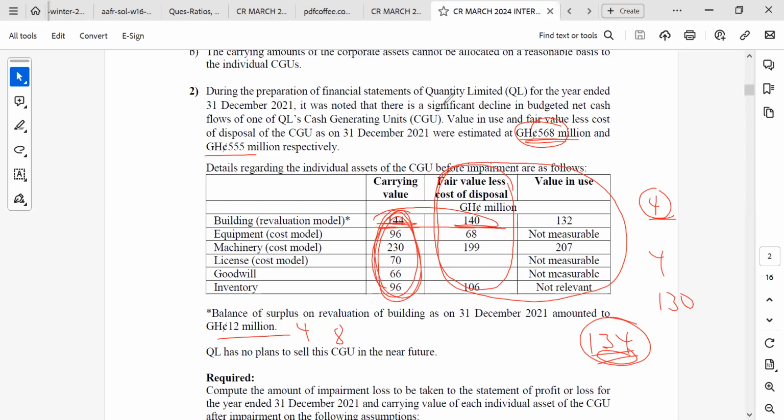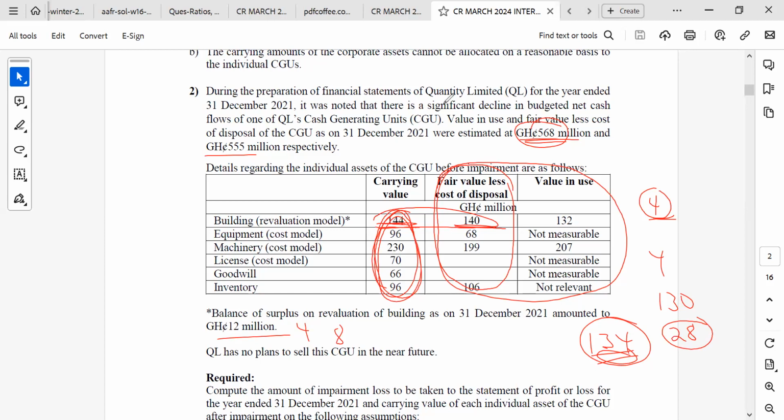Let's look at the equipment. What is the recoverable amount for the equipment? 68. Okay. But their carrying value was what? 96. So it has reduced by what? 28. So 28 of the impairment will be for what? This whole thing is confusing.